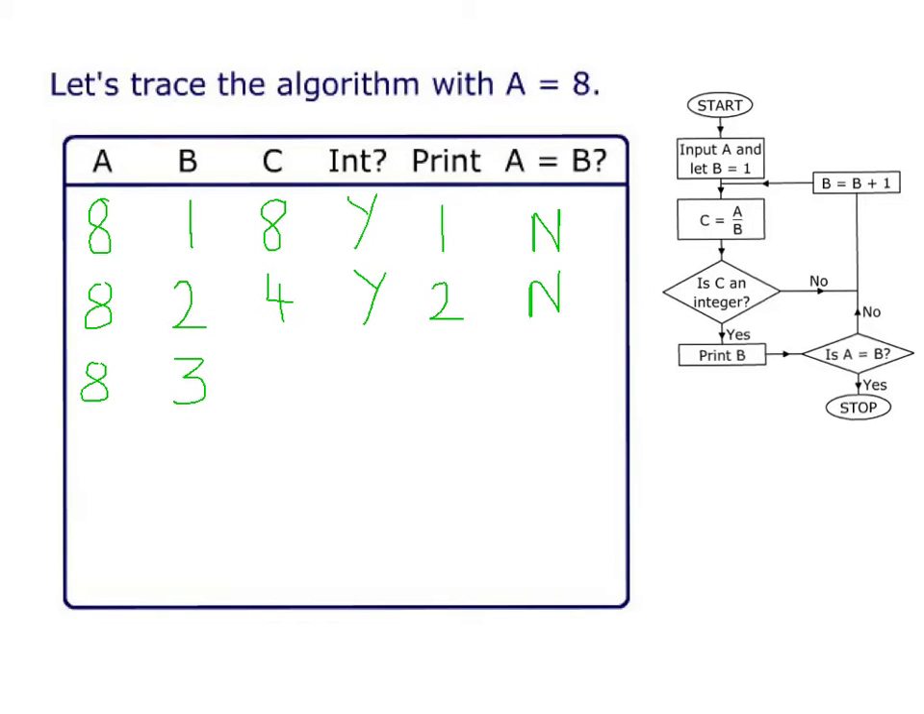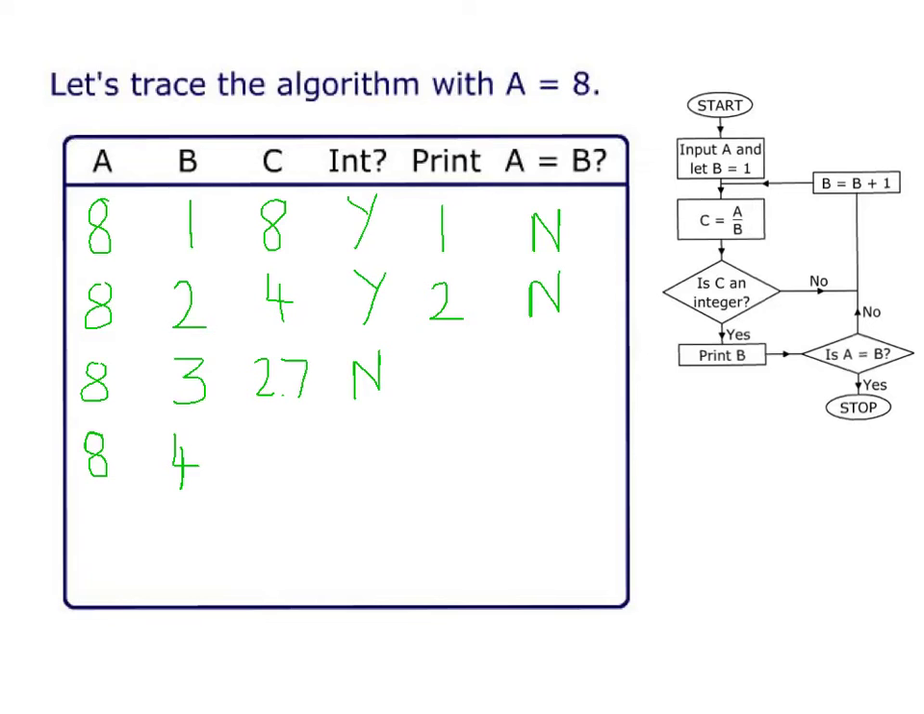C equals a divided by b. Now we get an answer here. I'm just going to round my answer to one decimal place of 2.7. But we now get to the question, is c an integer? And this time it is not an integer, so no. So we follow along and we go round to b equals b plus 1 again. So we add 1 to our value of b.